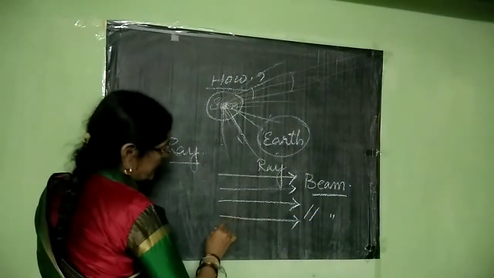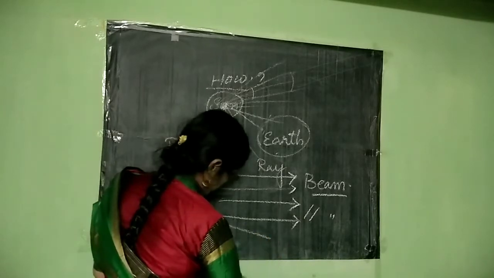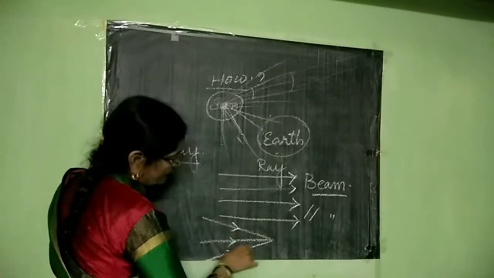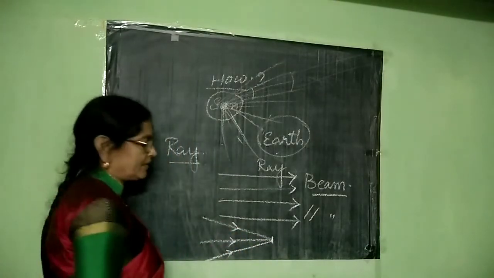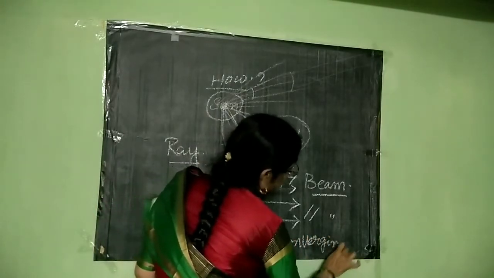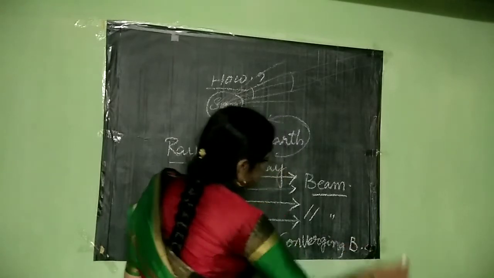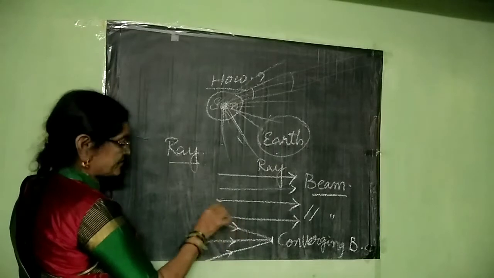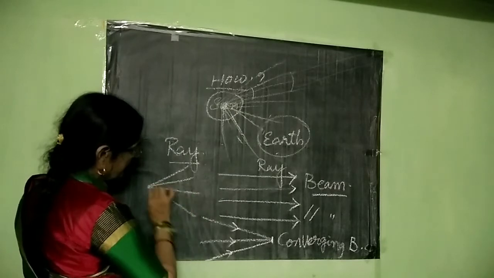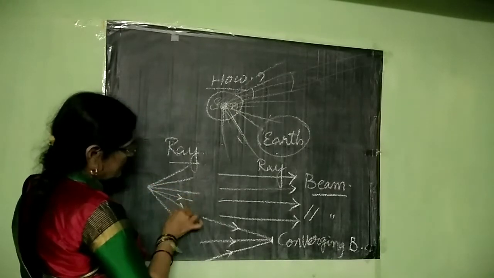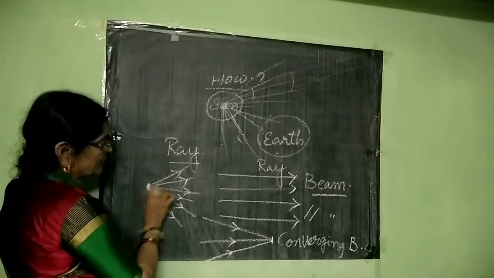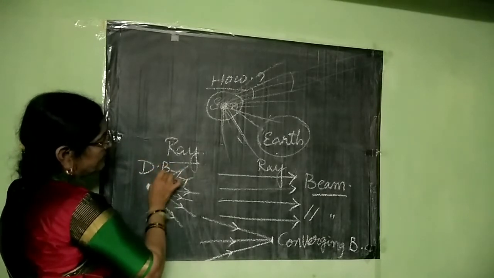Suppose these rays are coming, converging and meeting at a point like this, this is called a converging beam. Now suppose the rays are going away from a point like this, like how sun rays are coming to the earth, this is called a diverging beam.